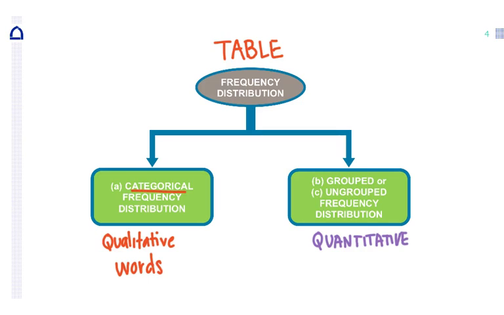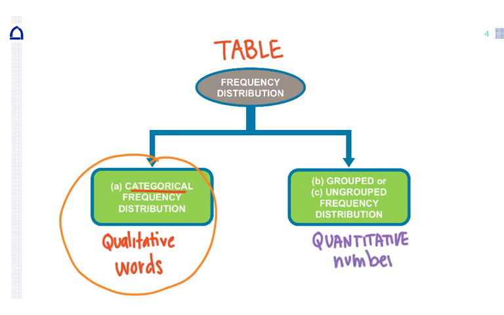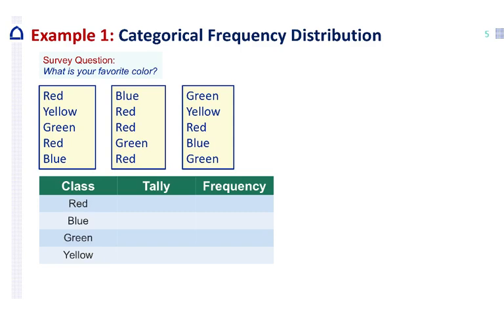We'll talk in the next slides about the difference between grouped and ungrouped. But in general, when the data we collected is words, we make categorical frequency distributions. And when the data we collected is numbers, we will make either grouped or ungrouped frequency distributions. And I will show you examples of all of those. So here's our first example. Imagine we did a survey and we asked people something simple.